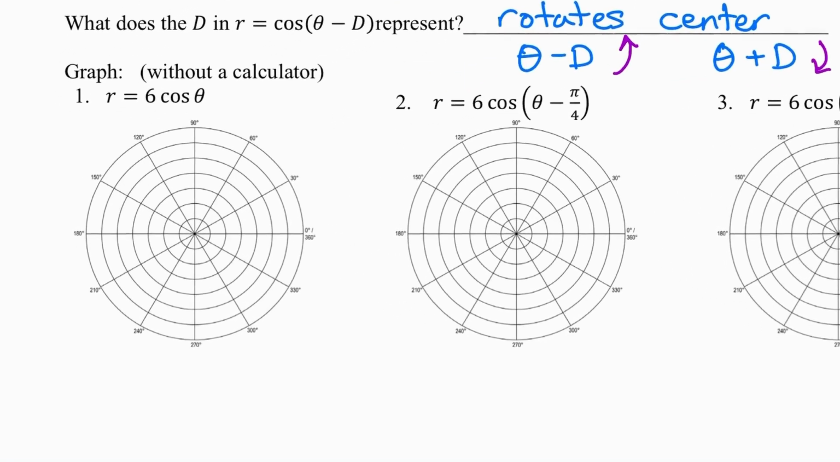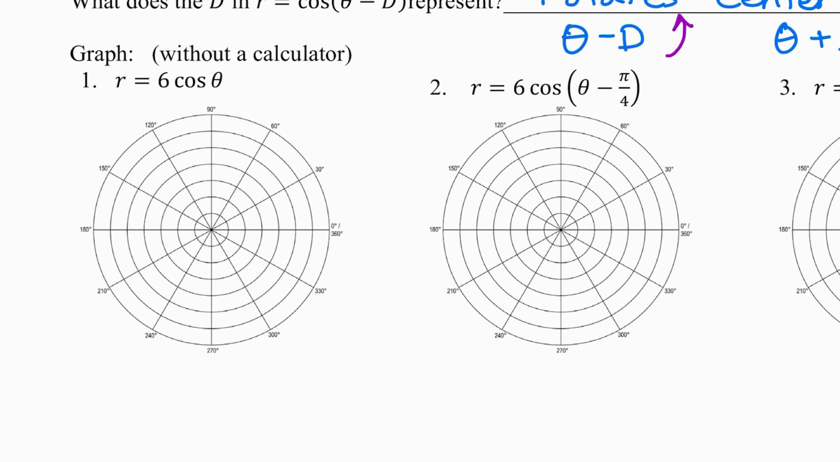So let's first think about what r equals 6 cosine theta is. r equals 6 times cosine theta is a single petal rose. It has a diameter of 6, so 1, 2, 3, 4, 5, 6. I'm going to go there and draw a circle, and make it look exactly like it's supposed to. And if you want to think about the center of this, it's here.